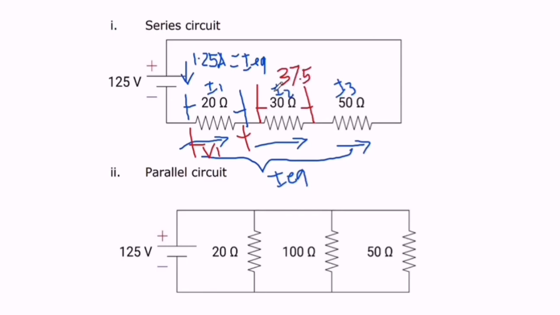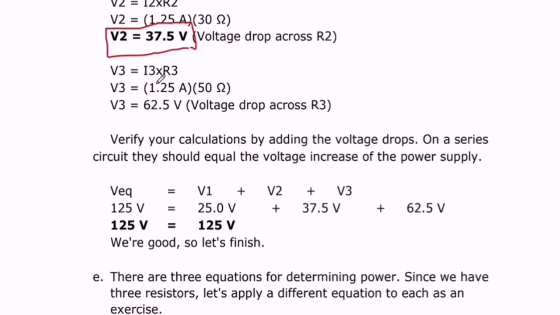So next is to solve for V sub 3, the voltage drop across R sub 3. Again, same formula, using the current that flows in R sub 3 and the value of R sub 3 in ohms. I sub 3 is equal to 1.25 and R sub 3 is equal to 50 ohms. Just multiply, V sub 3 is equal to 62.5 volts. So this is the voltage drop across R sub 3, 62.5 volts.